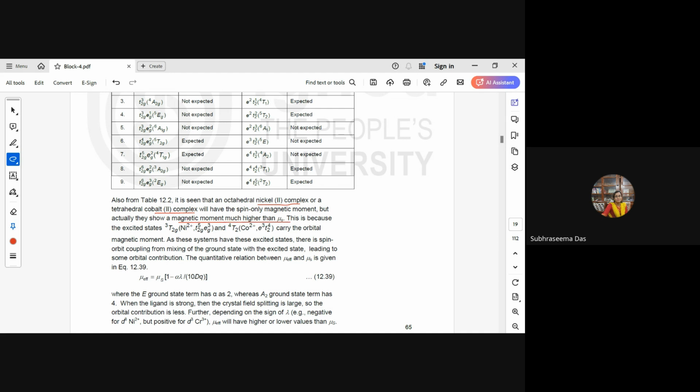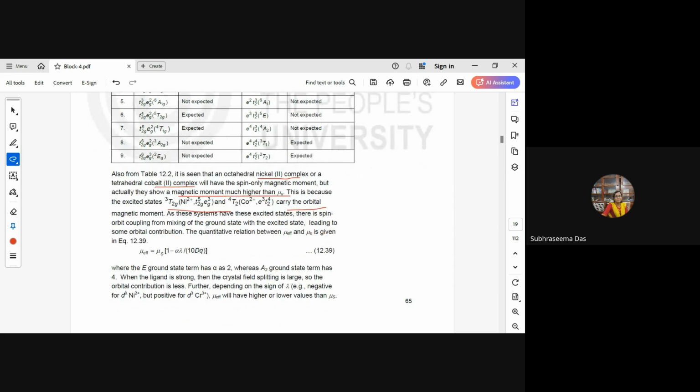Now, this could be because we have to consider the excited states of Ni2+, and in the excited states of Ni2+ and Co2+ they carry an orbital contribution to the magnetic moment. All the systems have excited states, and there is spin-orbit coupling within the excited states, leading to some contribution to the mu value.